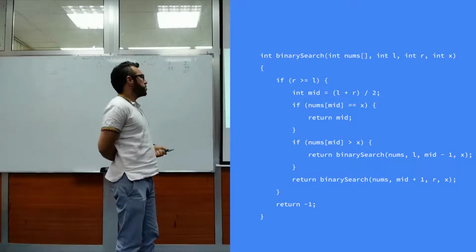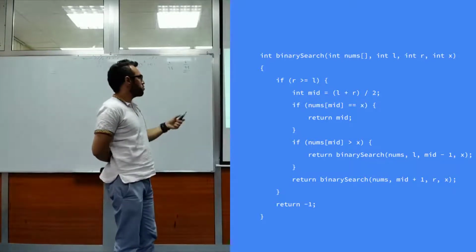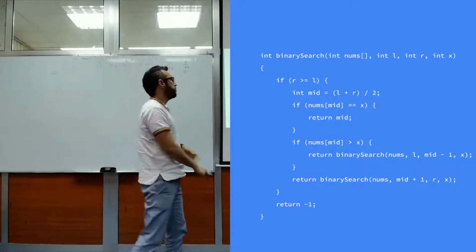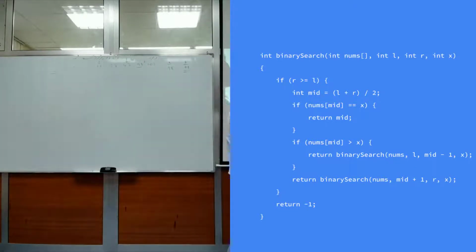After that, obviously, we are just going into our sub-problems. If the element is equal, then we just return it. And if it's not equal, and if it's greater, we are looking to the right side.